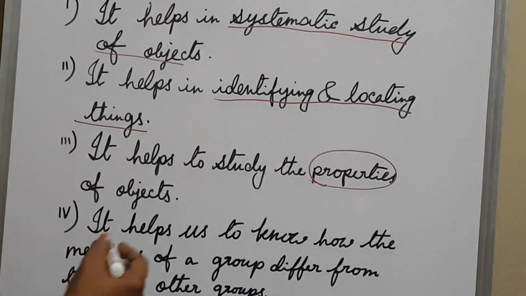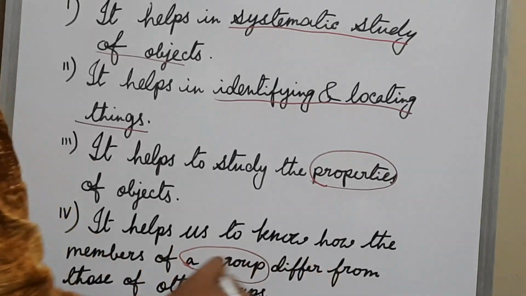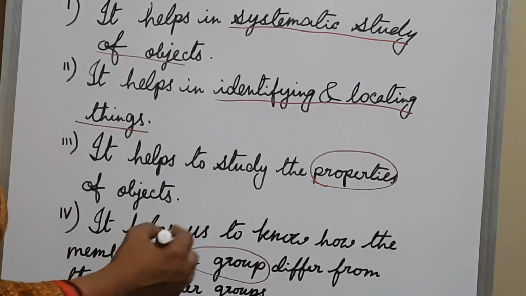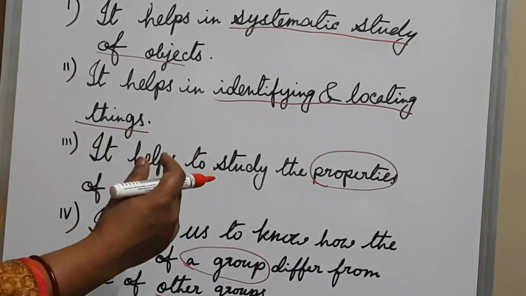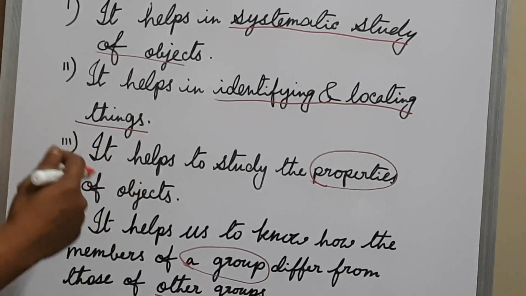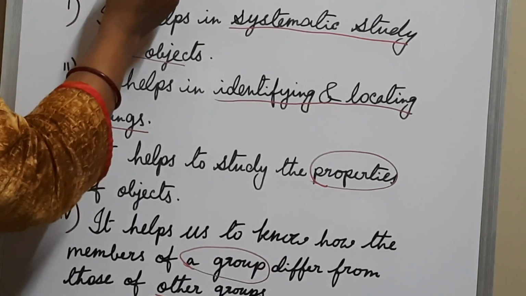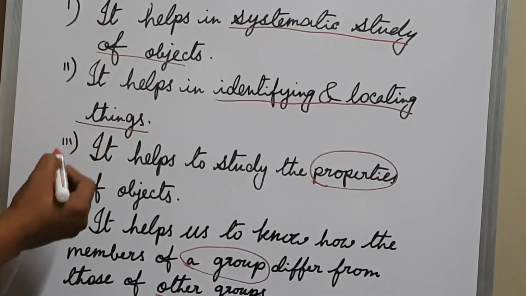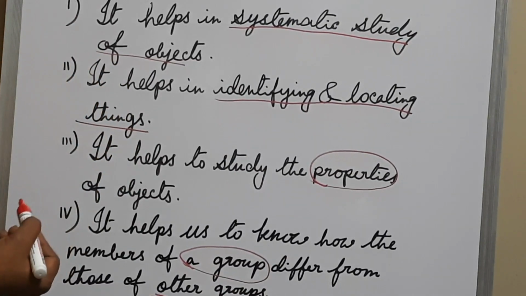Fourth one is it helps us to know how the members of a particular group differ from those of the other group. So, what are the characteristics or properties of the members of one group, and how are they different from the members of other groups? So if we classify objects on the basis of similarities and dissimilarities, it is very easy for us to study them, to identify them, to locate them, and to study their properties and the differences.